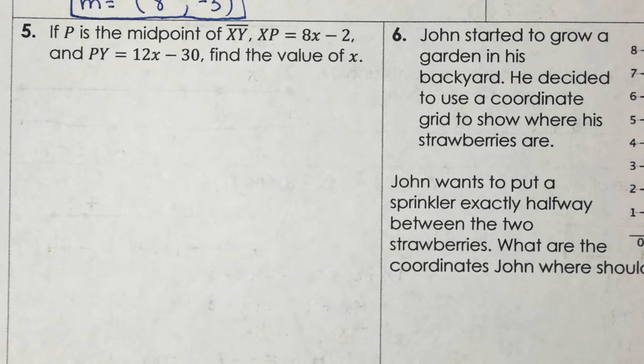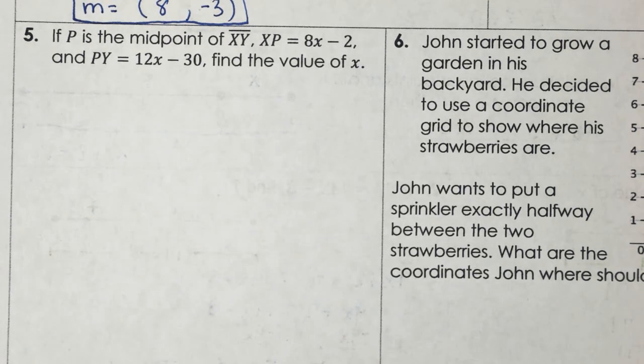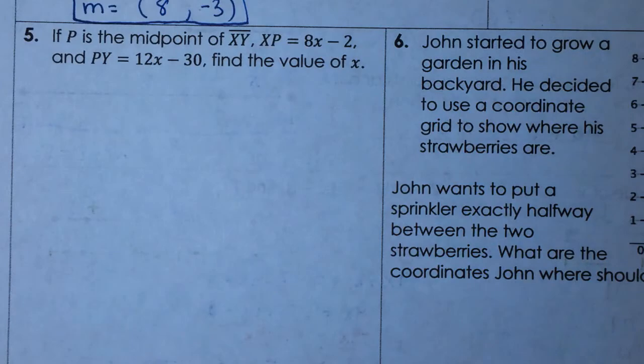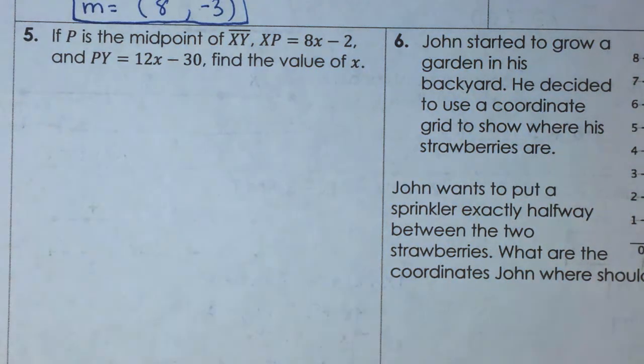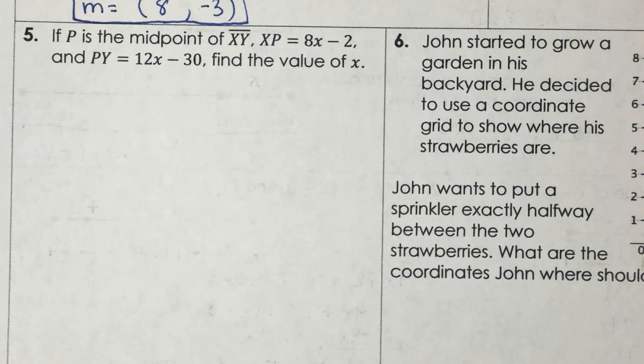Number 5 says if P is the midpoint of XY, then XP is 8x minus 2, and PY is 12x minus 30. Find the value of x. So this is the one I was talking about up front. They don't have any drawing for us to look at a diagram. So we're going to have to make a diagram for ourselves. Anytime they don't have one, and you need to draw it, you need to draw it yourself.